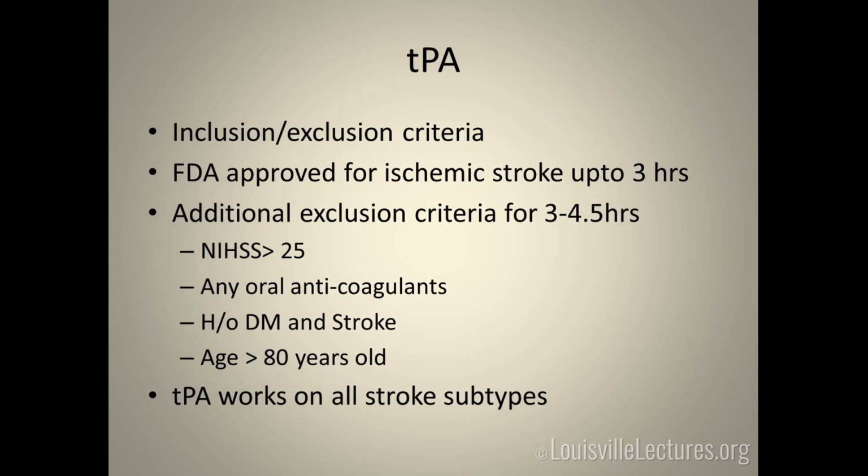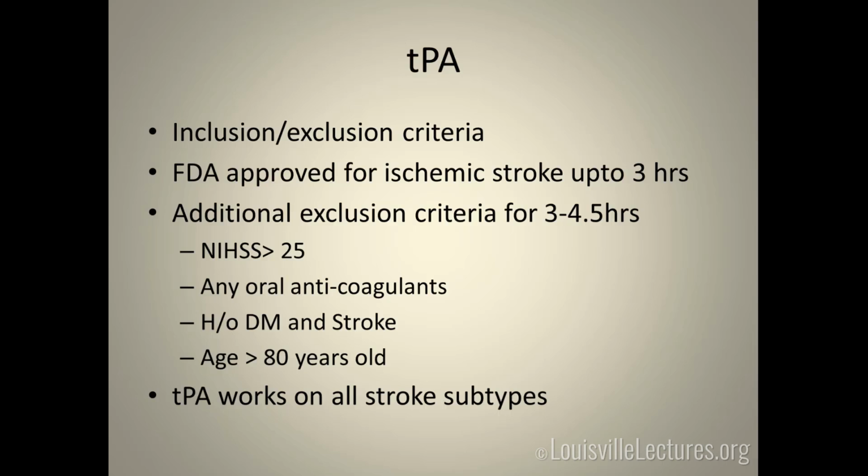Regarding inclusion and exclusion criteria, the FDA has approved TPA only up to the first 3 hours, but a trial showed that there could be additional benefit in some other patients up to 4.5 hours. But there are additional exclusion criteria for those patients, which are as written: a severe stroke, any patient who was on an oral anticoagulant regardless of INR, a history of hypertension, diabetes and stroke together, and a patient more than 80 years of age. So basically in that trial they tried to exclude more severe patients.